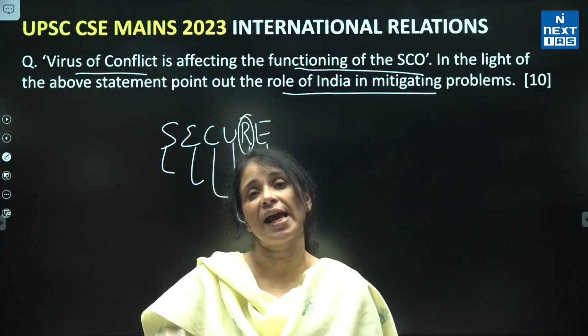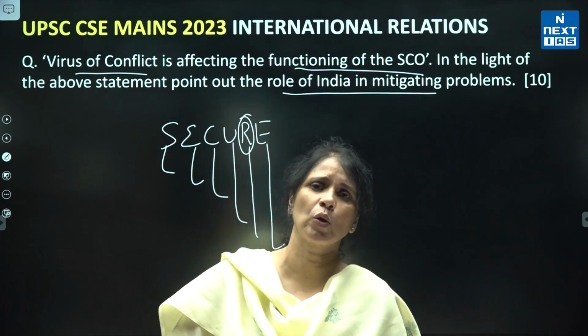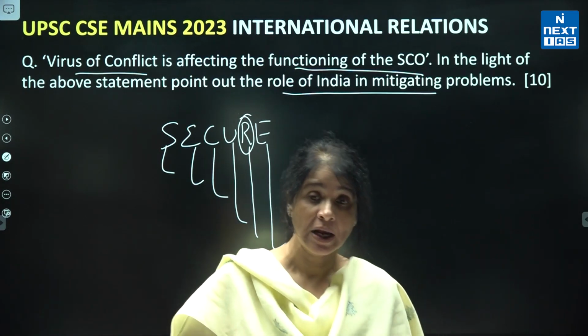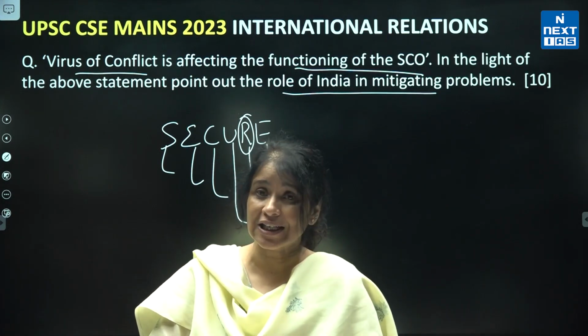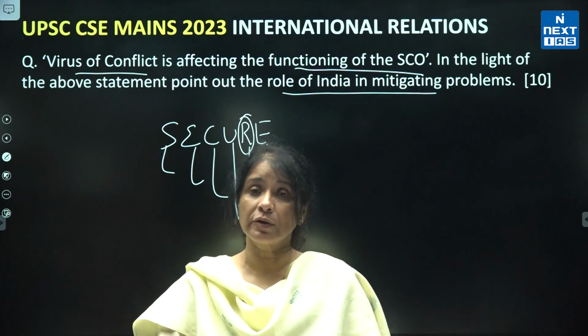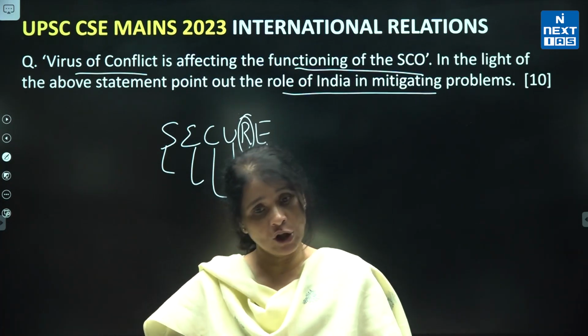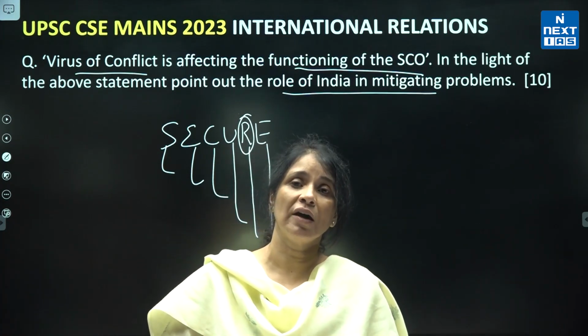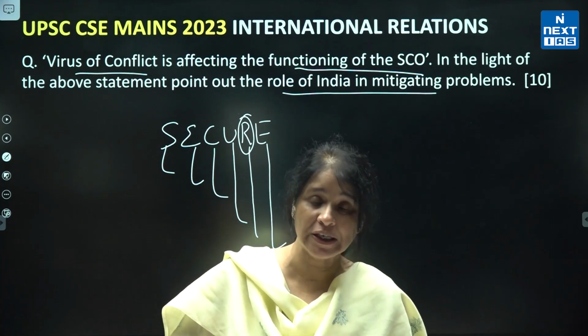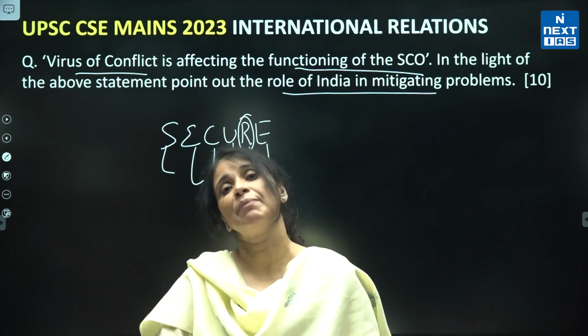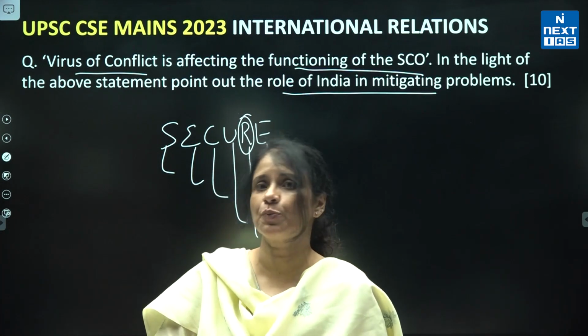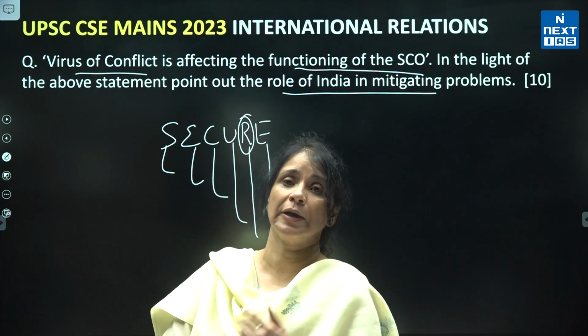And we are also trying it for the LoC, but it is not happening because of the India-Pakistan relationship. So India can use its experience of peaceful resolution of boundary disputes. We have also peacefully delineated our maritime boundaries with Sri Lanka. So we have a lot of experience here which India can use.